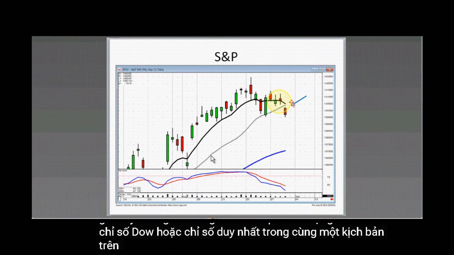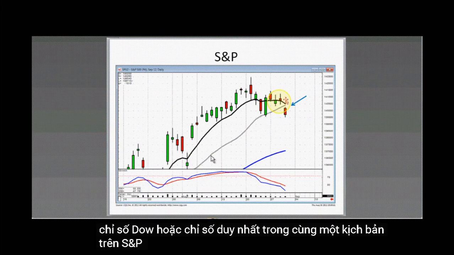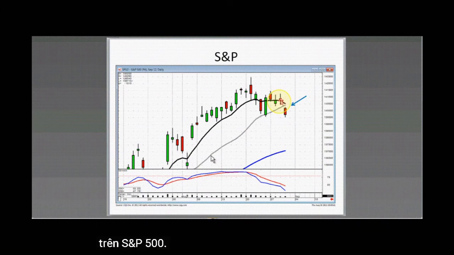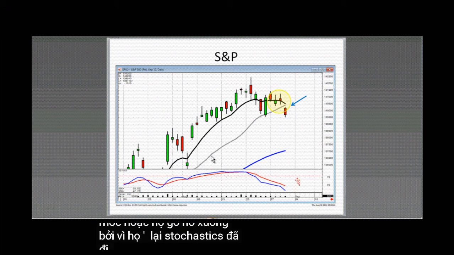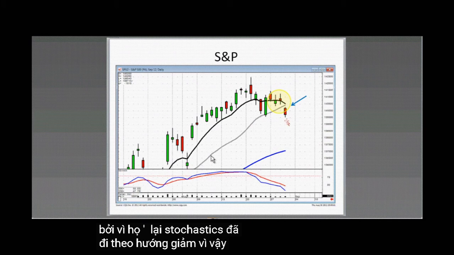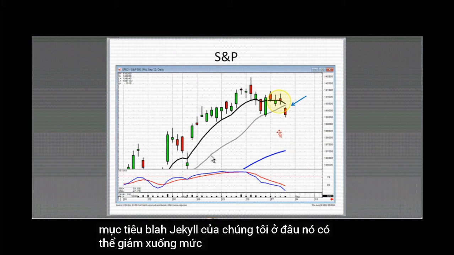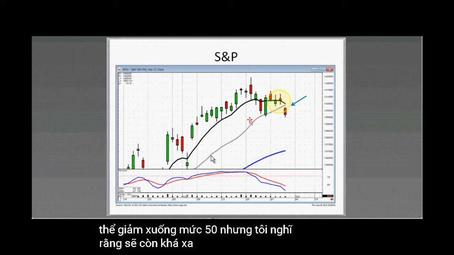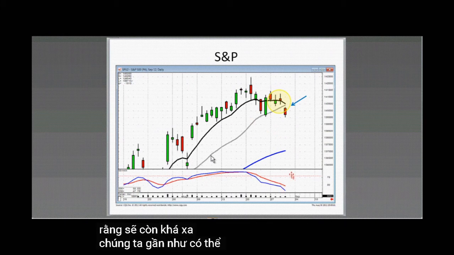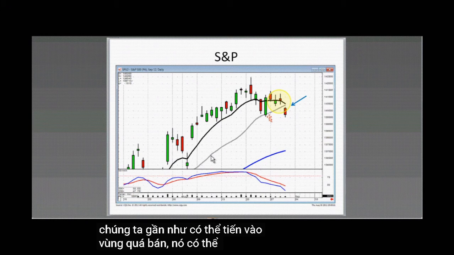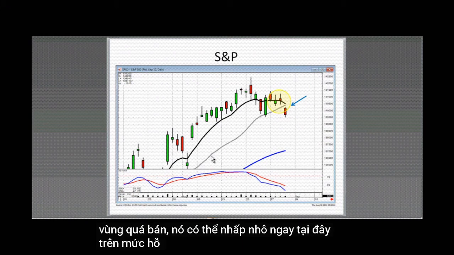Now, we don't need to necessarily use the Dow as our single indicator. Same scenario on the S&P 500. We had a doji right on the T-line. This morning, pre-market futures would have told us either they're taking it up, J-hook, or they're taking it back down, because our stochastics were already heading in a downward direction. So where's our logical target? It could get down to the 50, but I would think that'd be pretty far. We might almost be getting into the oversold area. It might bobble right here on this support level.